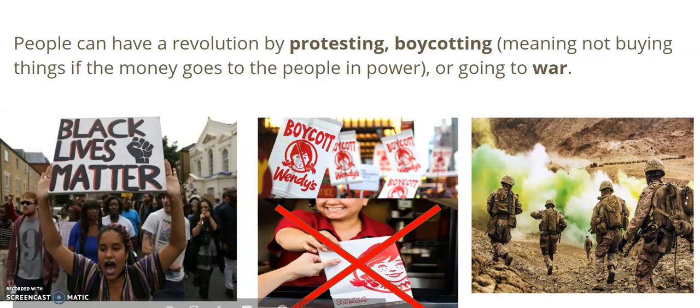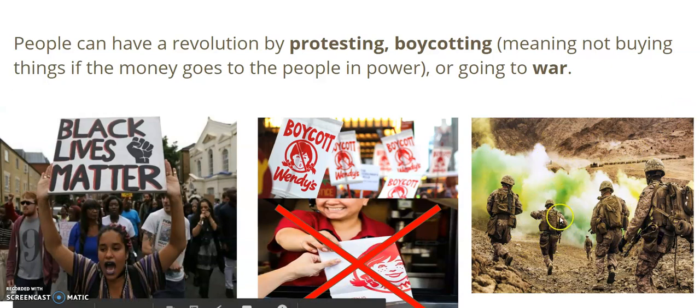There's also boycotting. So for example, many of you have seen the Wendy's fast food restaurant over by our high school. This fast food restaurant got into trouble a few years ago for various reasons. Some of it was related to workers' rights, some of it was related to the way they were sourcing their food. So people might say, hey, let's boycott Wendy's. Do not buy Wendy's. If you buy Wendy's food, you are giving money to the owner of that company that is a bad person.